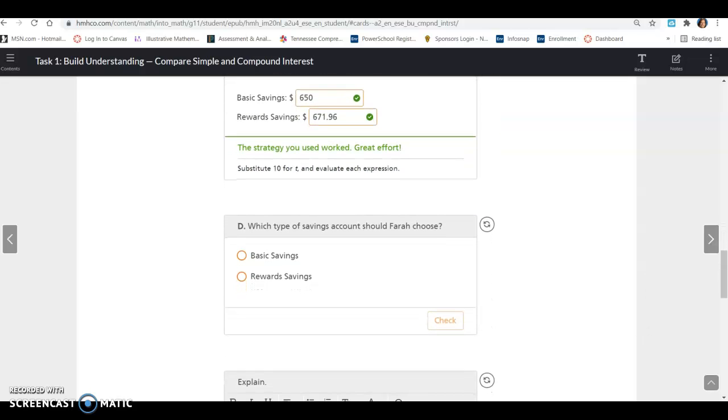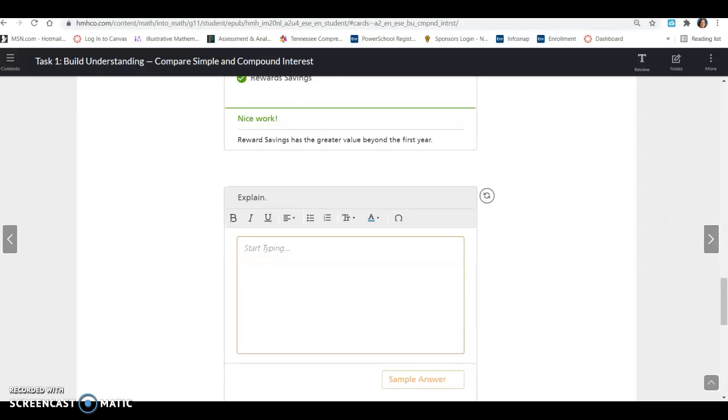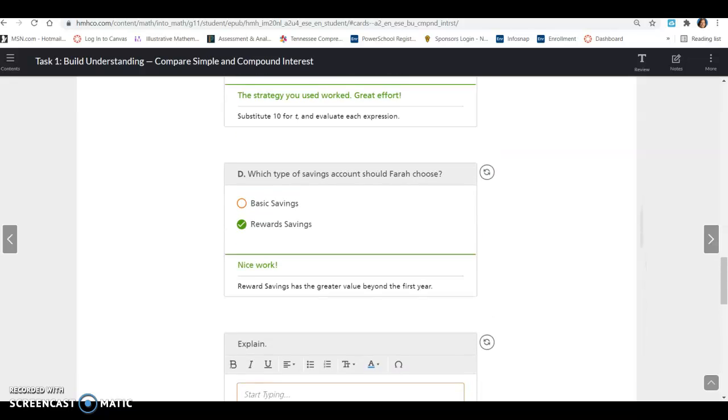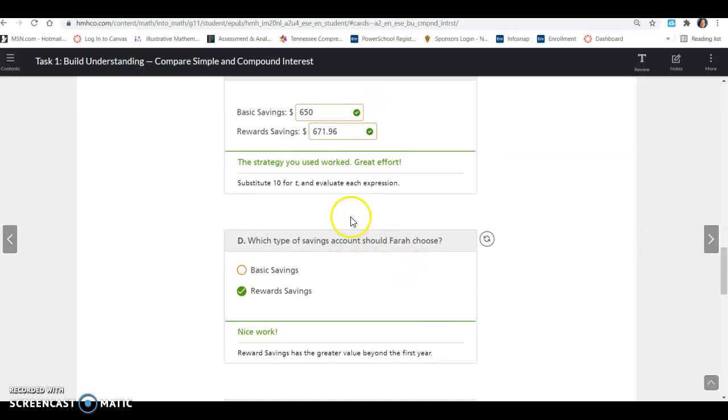All right, which type of savings account should she choose? Well, I would think the reward account, because clearly it's making more money than the basic account. All right, explain. Well, anytime you've got an exponential growth, that's going to grow faster than the linear equation. All right, that's all for task 1. If you have questions, let me know.